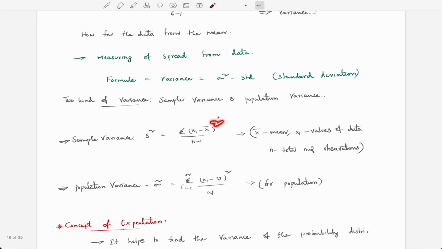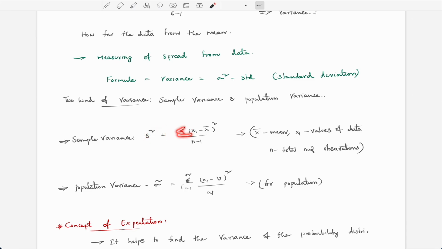So why are we squaring? If we get negative values like this and we square them up, then the negatives will cancel out, right? So I hope you understand this. So this is the sample variance here.